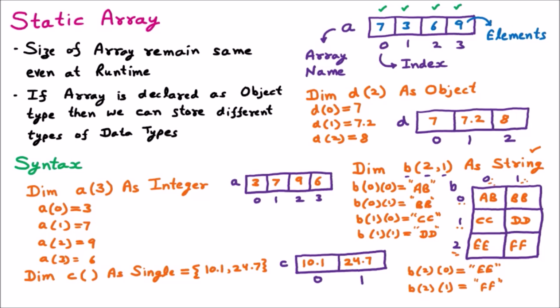So if we talk about the static array, the first thing is that the size of the array is the same even at runtime. Now if you want the array to have different data types, then you have to create the array with the object.